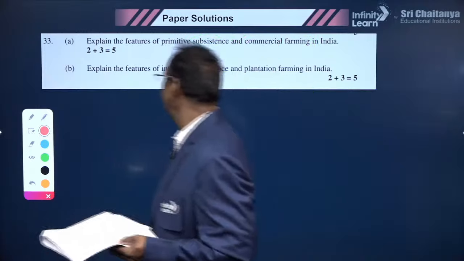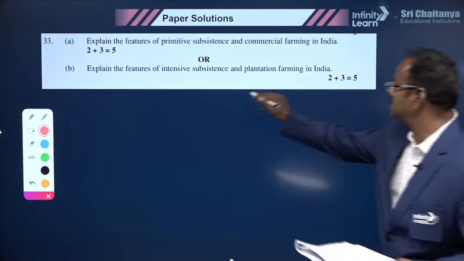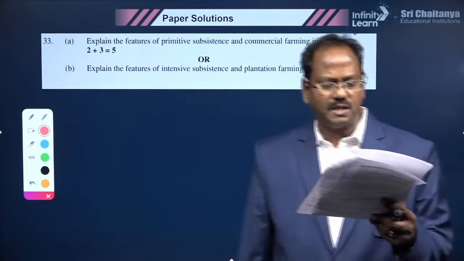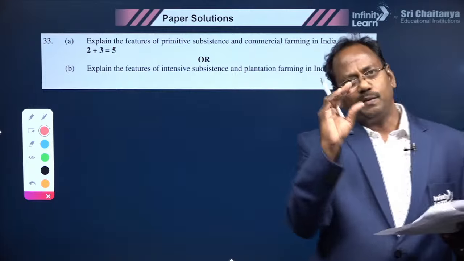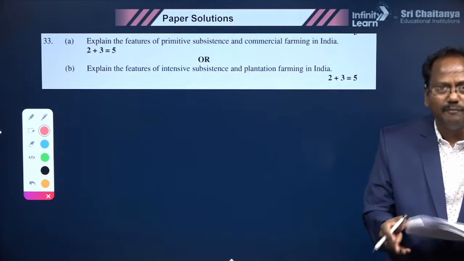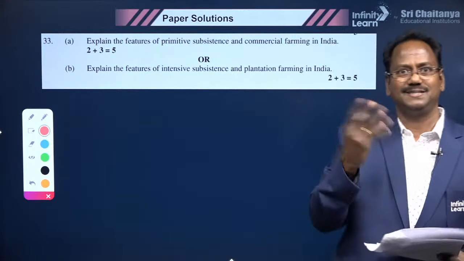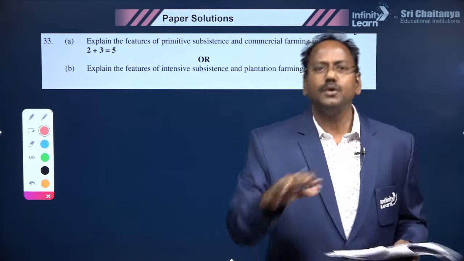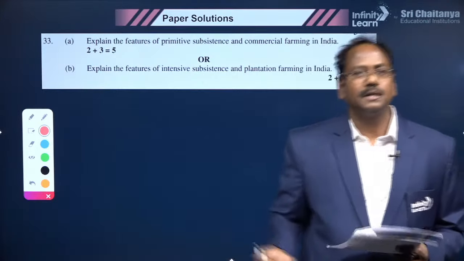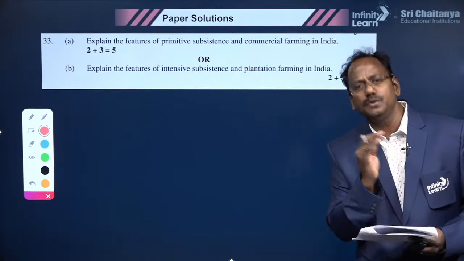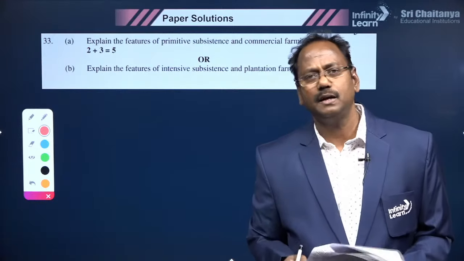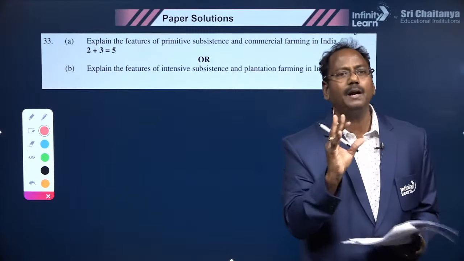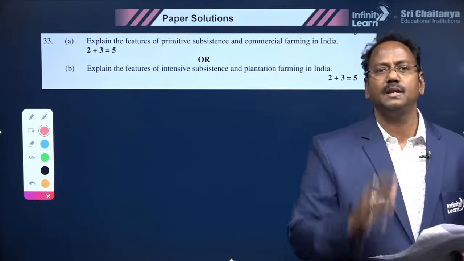And the next: explain the features of intensive subsistence and plantation agriculture. Intensive subsistence: whatever land is available, they try to grow more on it. The word intense itself gives the meaning: more and more, using the land again and again, isn't it? In primitive subsistence agriculture, they might use the land once in a year. But in intensive agriculture, though the land size is small, it is utilized twice and thrice in a year.